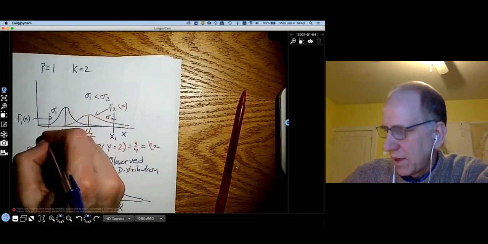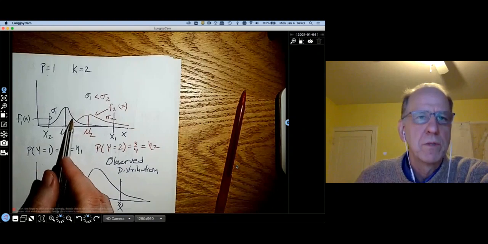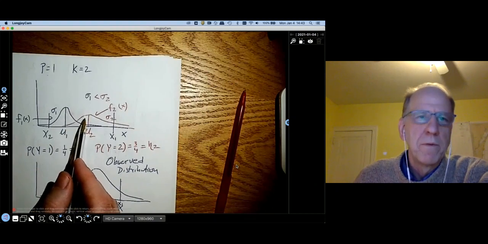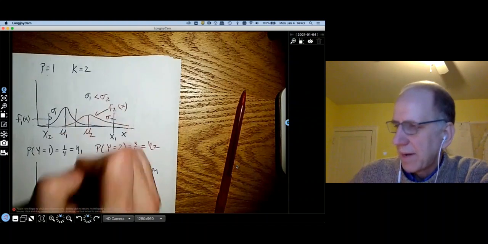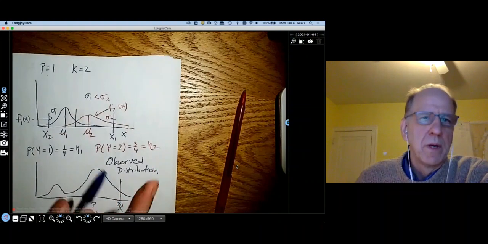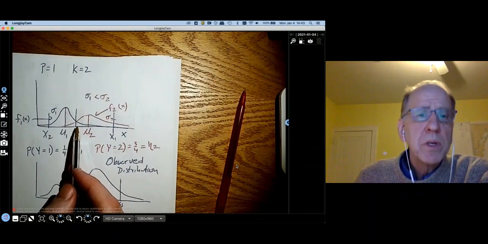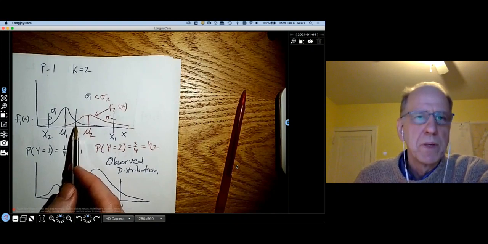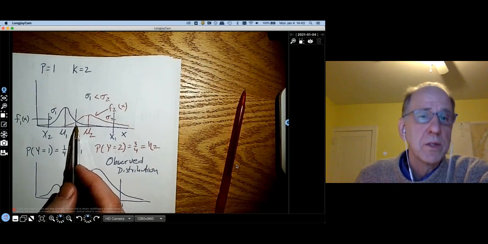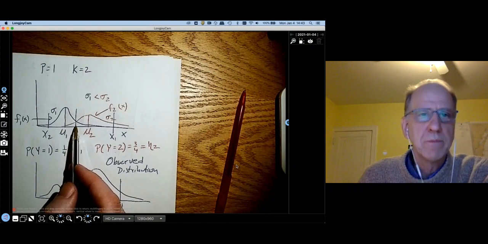Likewise, an x2 out here would be highly likely to come from the blue distribution, fairly unlikely to come from the red distribution. An observation somewhere in the middle would have pretty high probability coming from either. So the beauty of these finite mixture and Gaussian mixture models is that we can reflect the uncertainty of which distribution these observations come from.